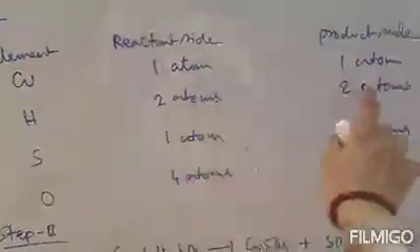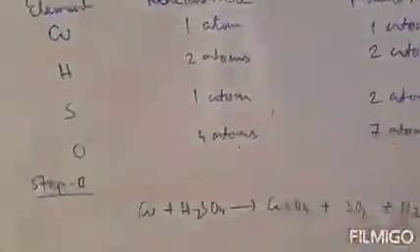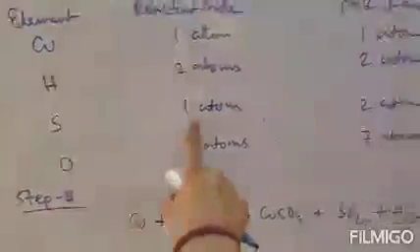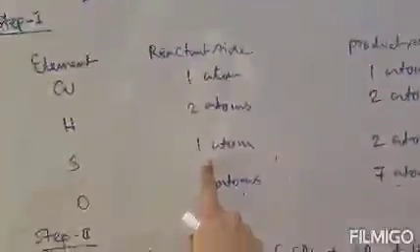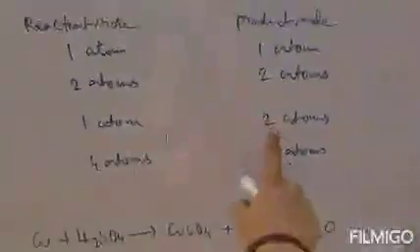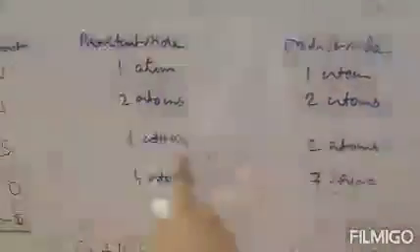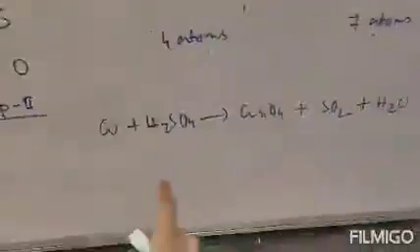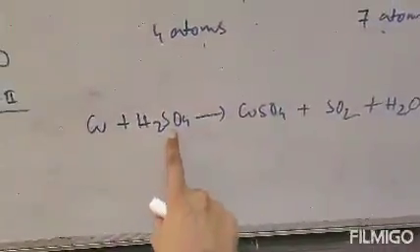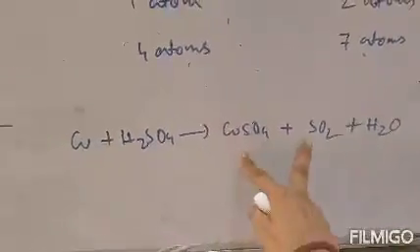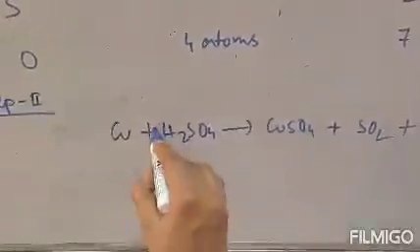Now see, there are 2 atoms of hydrogen, and in the product there are also 2 atoms. Coming to sulfur, in the reactant side there is only 1 atom, and the product side has 2 atoms. That means sulfur is not balanced. Therefore just put 2 here.